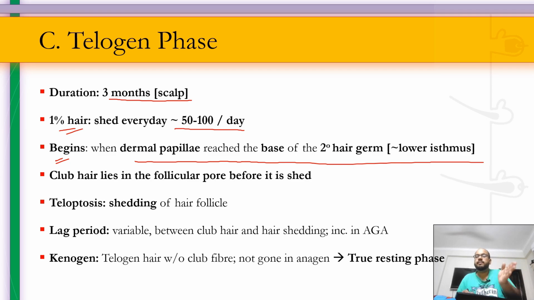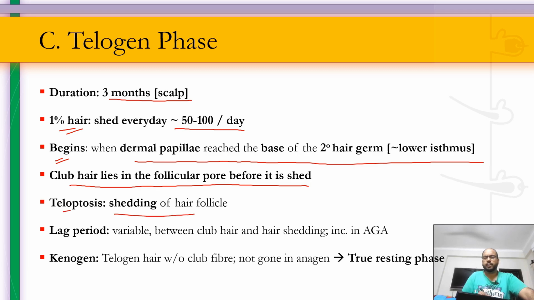From here onwards, we'll begin the Telogen phase. The club hair will lie in the follicular pore before it is shed. When it is shed, telogen phase will be over. This shedding of the hair follicle is known as teloptosis. Okay. Now there can be a lag period.